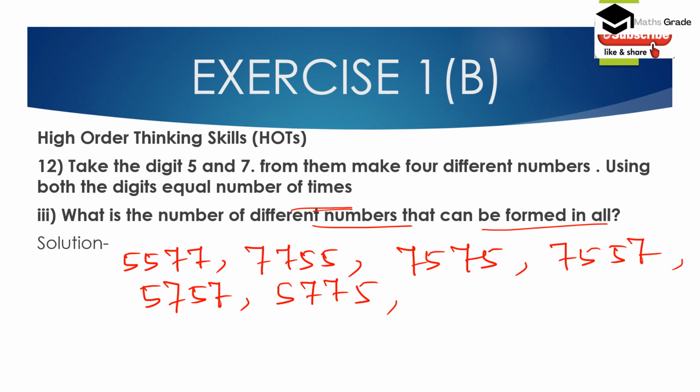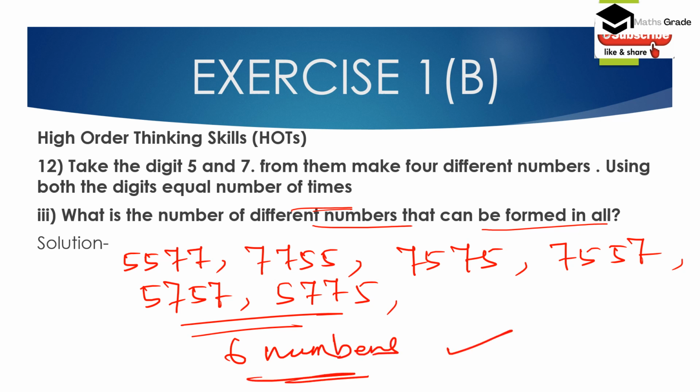So the number of different numbers that can be formed using the digits 5 and 7 an equal number of times are 1, 2, 3, 4, 5, 6. So there are six different numbers that can be formed using the digits 5 and 7 an equal number of times. These are the six numbers.